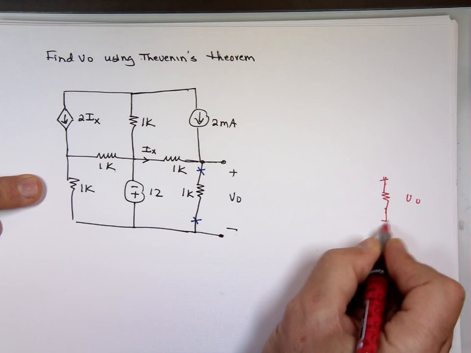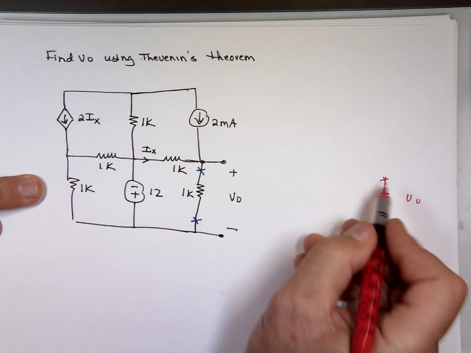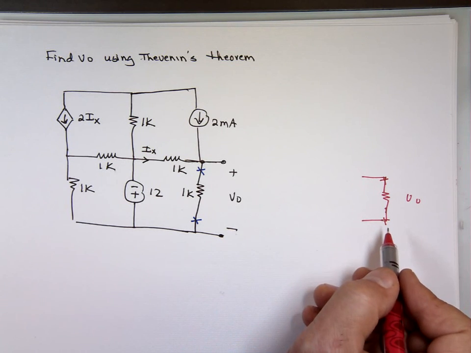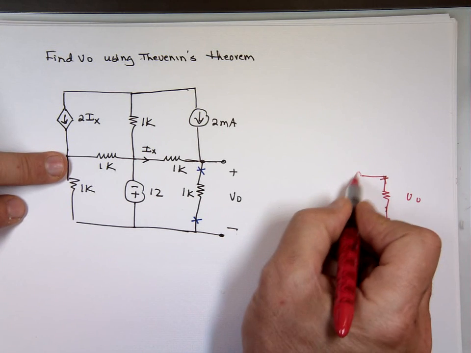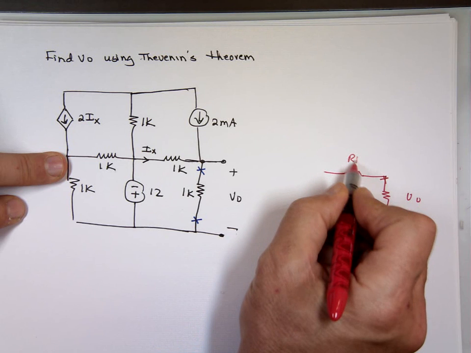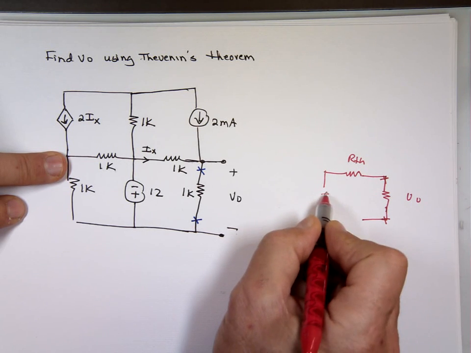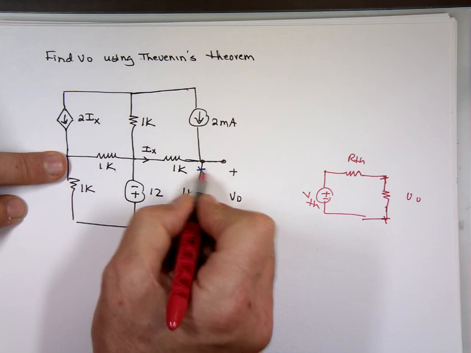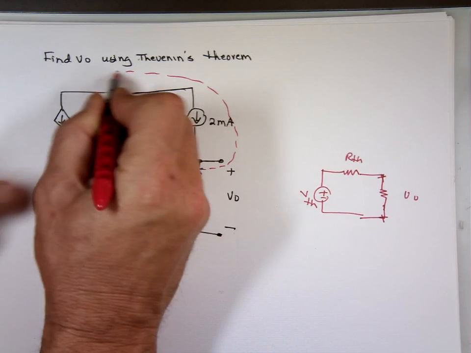Well, what if there isn't a resistor by the load that you're trying to find? Whatever you're trying to find, they have to give you something there. And replace that with R Thevenin and V Thevenin, which means I have to find the equivalent of this circuit, the one in red.